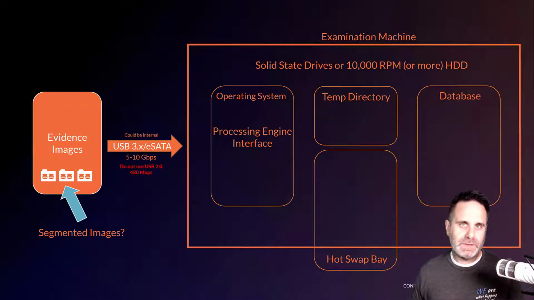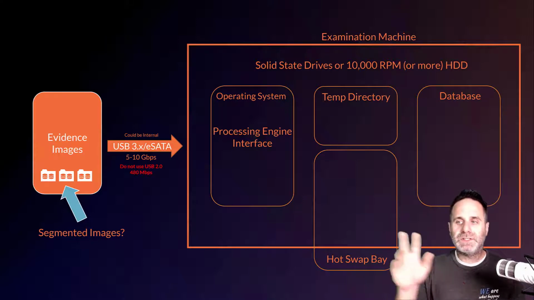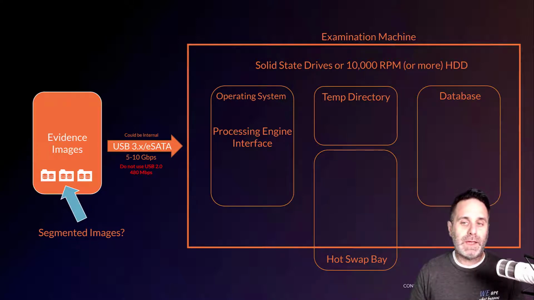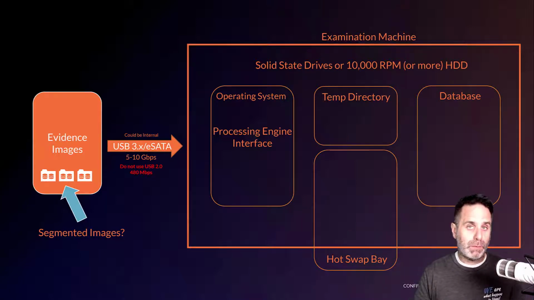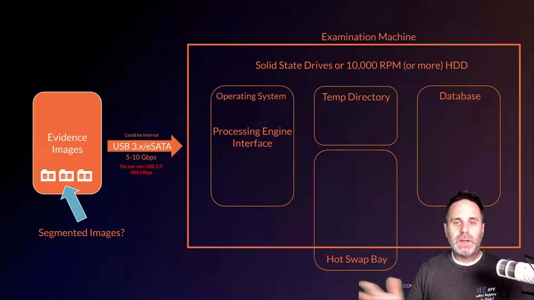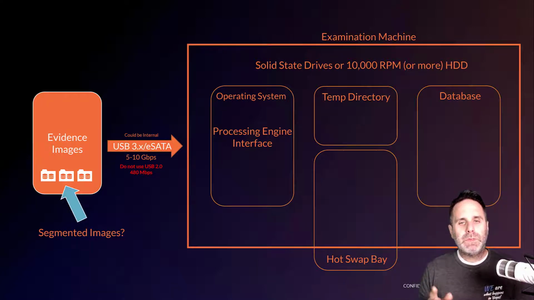The second point I want to clarify is on this image here that we're looking at. And notice this is the same graphic from last time: operating system, temp directory, database, hot swap bay for your cases. And we talked about the processing engine and the interface installed on the operating system drive. It doesn't have to be, you can put it wherever, but this is kind of controlling the amount of disks. Now, the question revolves around the processing engine.